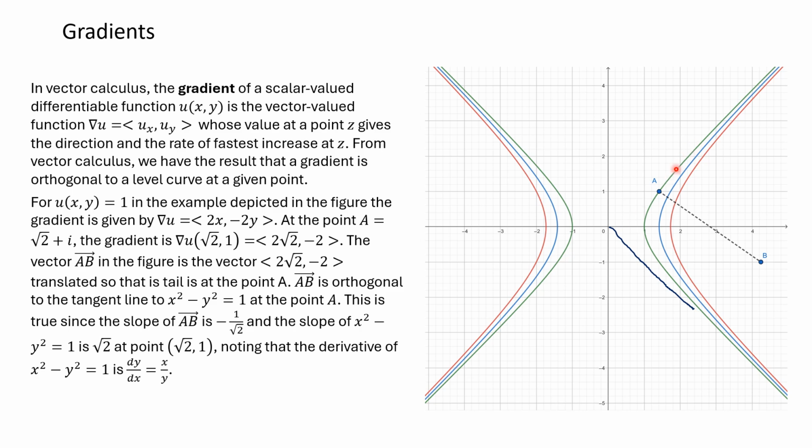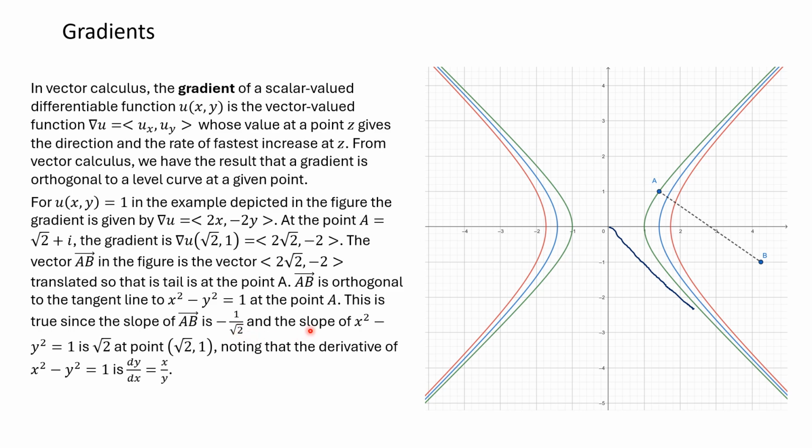And then my claim is that the vector AB is orthogonal to the tangent. We just need to show that the slope of AB is minus 1 over the slope of the tangent line. So the slope of AB is minus 1 over the square root of 2. That's just the change in y over the change in x.